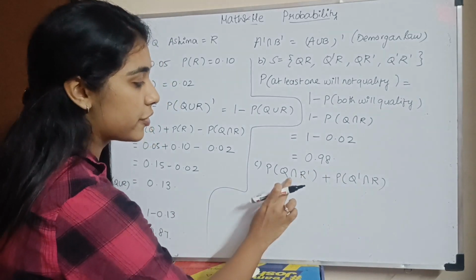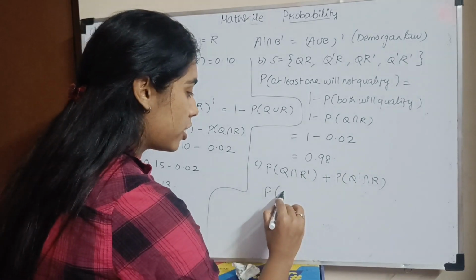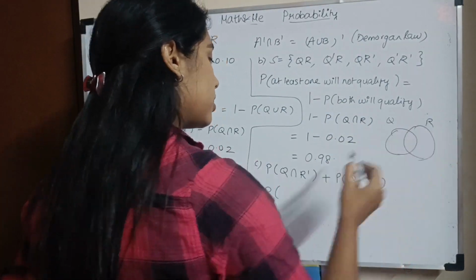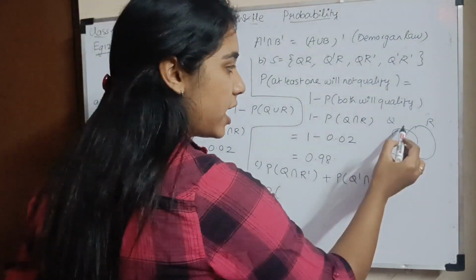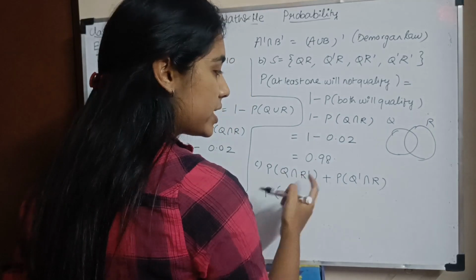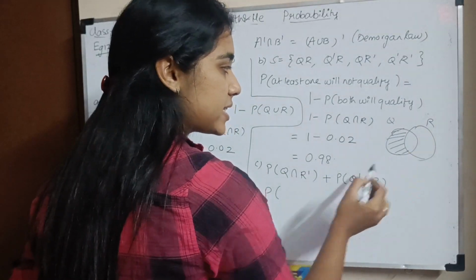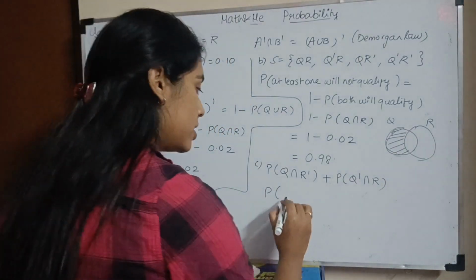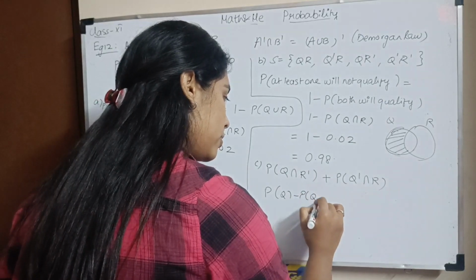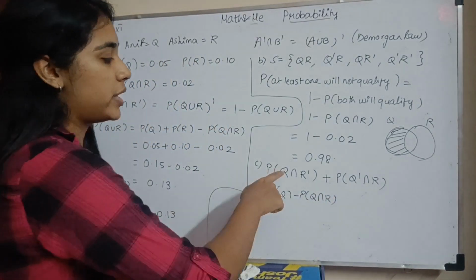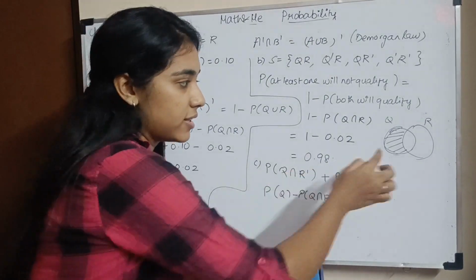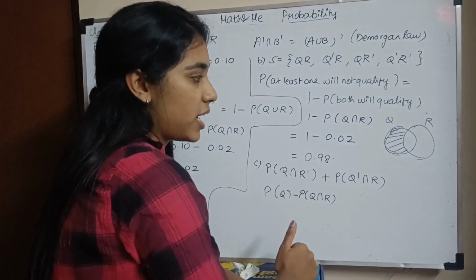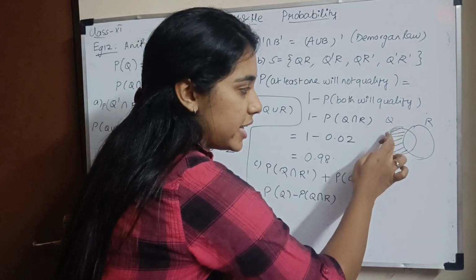So, how can we write this? The probability of Q intersection R dash. Let me draw a Venn diagram. So, I have Q and R. R dash is nothing but the whole thing except R. Q intersection R dash will be only this area. So, what is this area? The probability of Q minus the probability of Q intersection R. Correct? So it will be the probability of Q minus the probability of Q intersection R. This is my R. R dash will be everything except this circle. So Q and R dash intersect in this part.